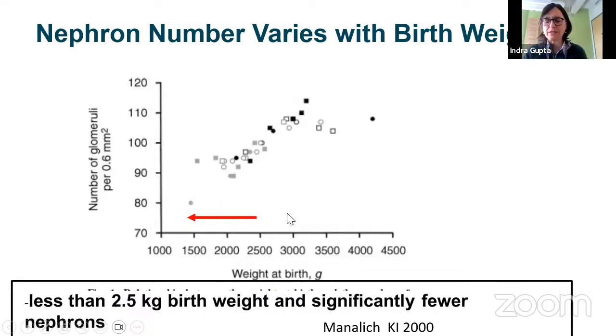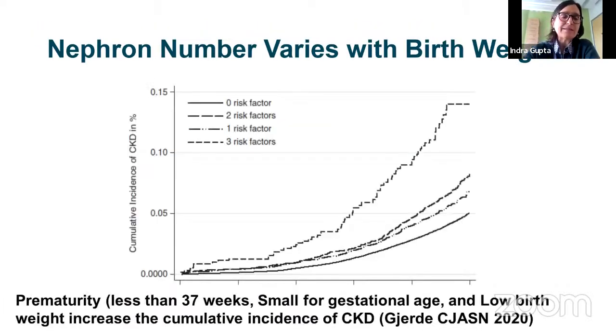So these are some things you can hold on to when you're taking histories, et cetera: what was the birth weight of the infant? And then more recently, in this paper, these authors looked at prematurity, less than 37 weeks. They looked at babies who were small for gestational age and low birth weight.